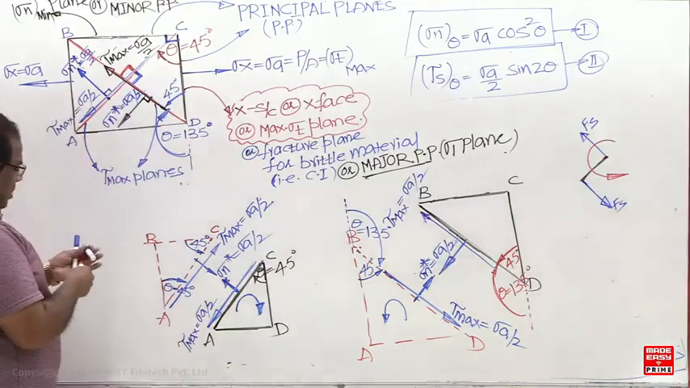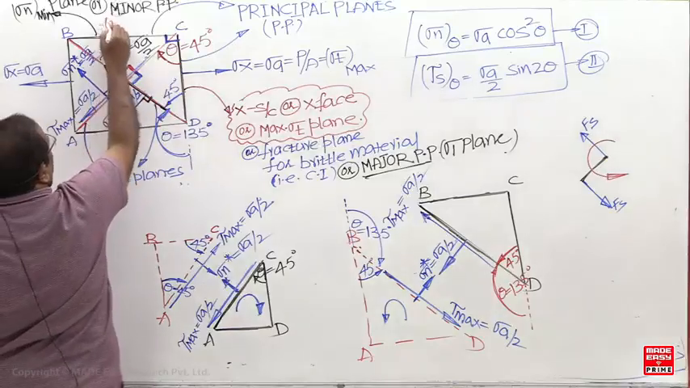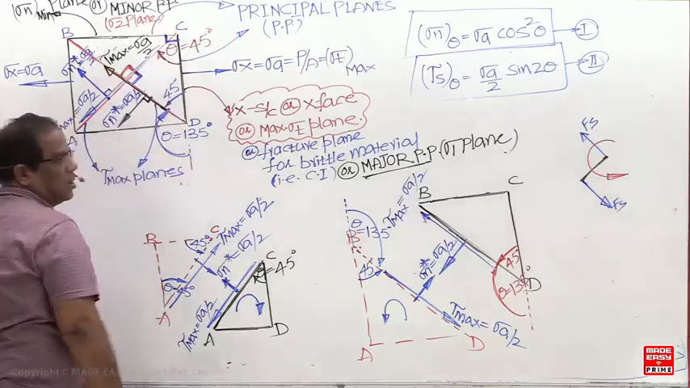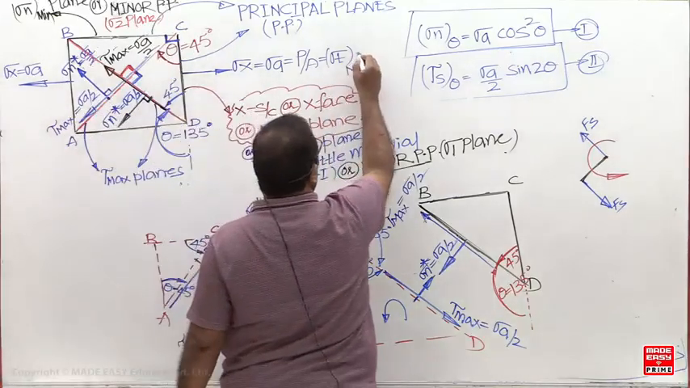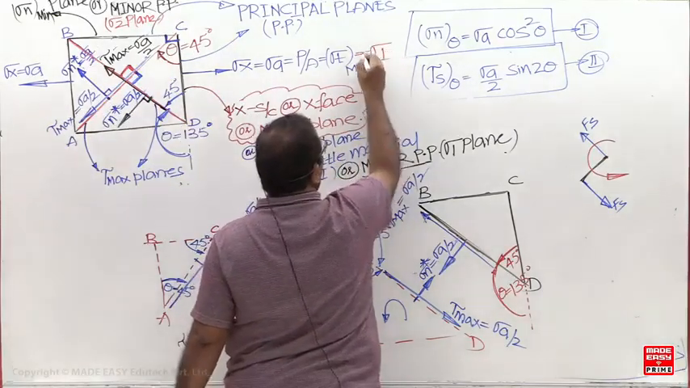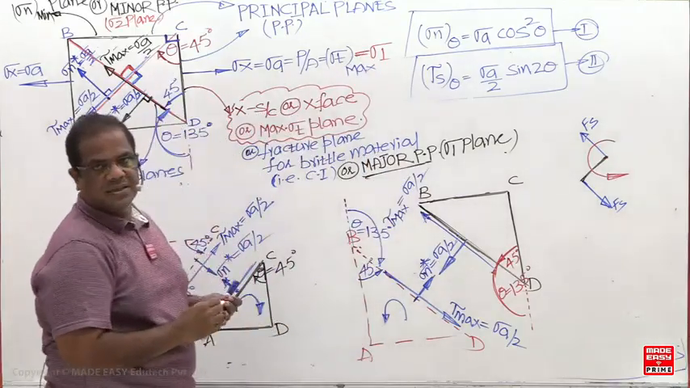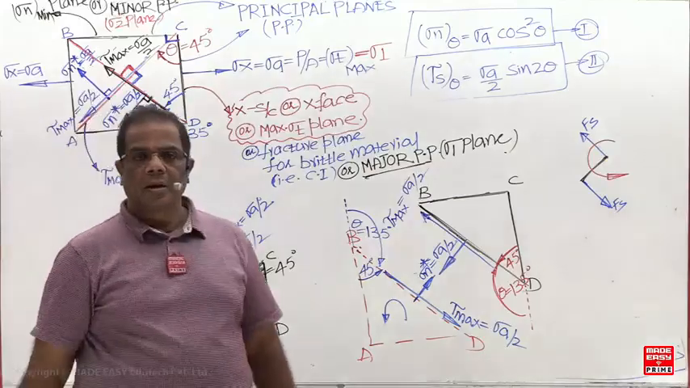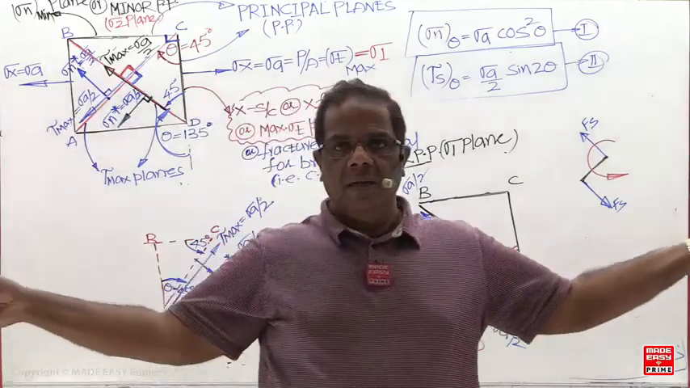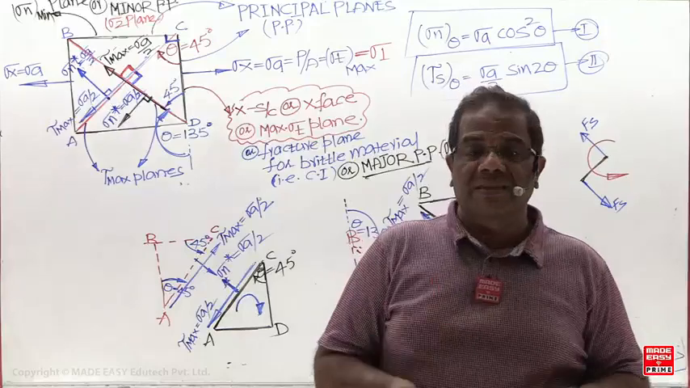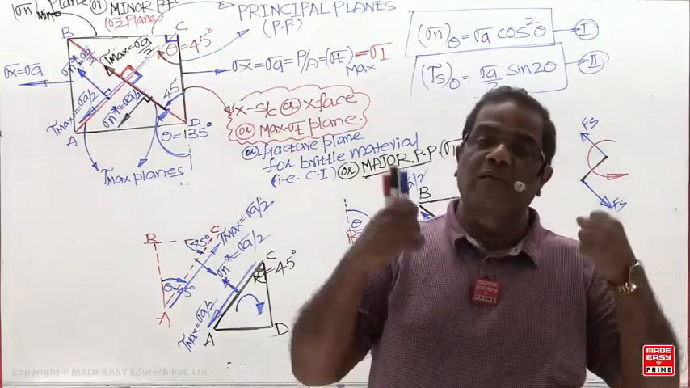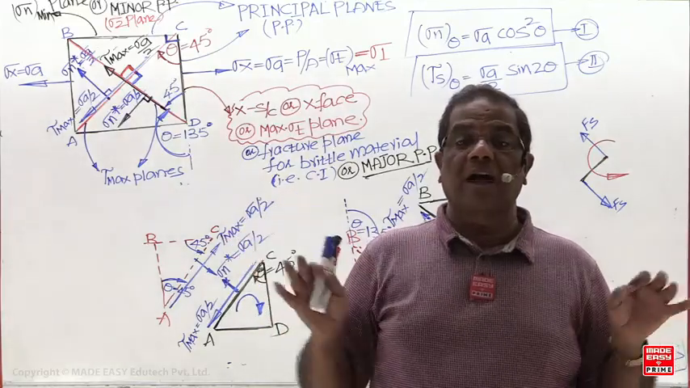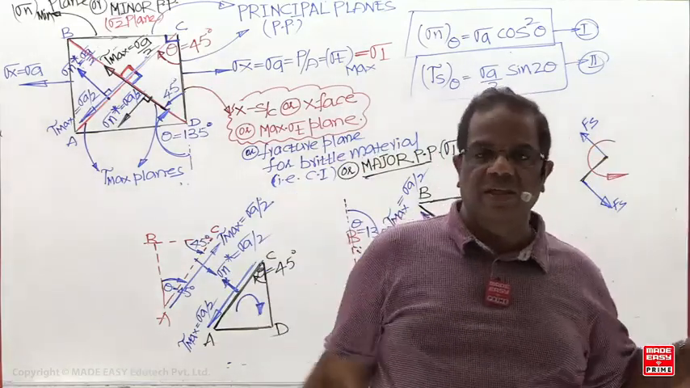Minor principal plane. This is called as what now? So directly this will be called as sigma 1, the major principal stress. So what is the principal stress? On a principal plane, are you going to get a normal stress or shear stress? Normal stress will be there, but shear stress is always 0.